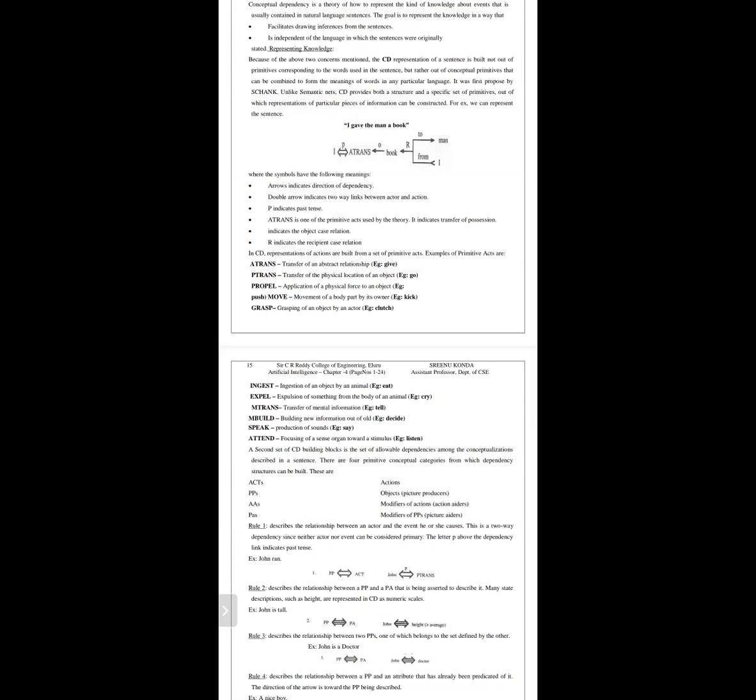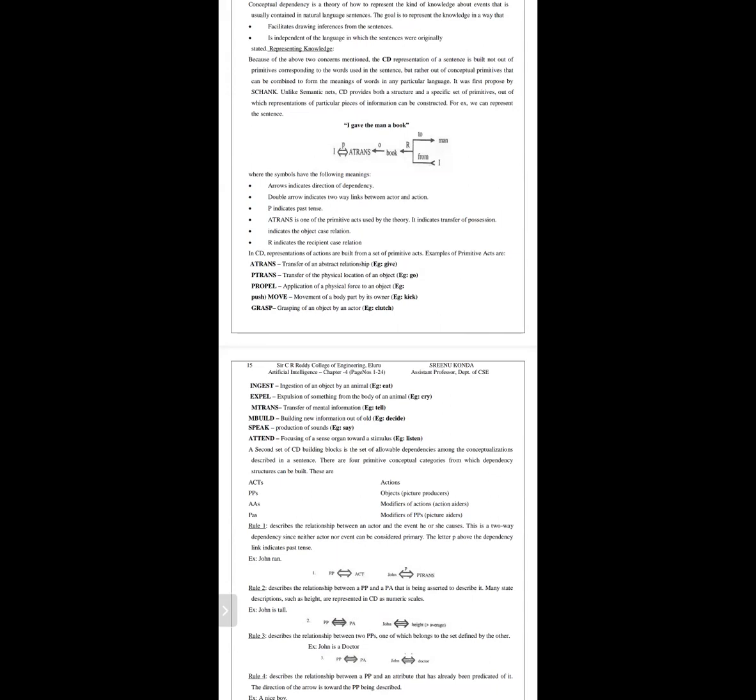Next one, ingest. Ingest means getting in. Digesting, so digest means what? Just after taking some food, it is being digested in our stomach, right? Like that, ingest. Ingest means going in. So ingestion of an object by an animal. For example, eat. So we can call it ingest.